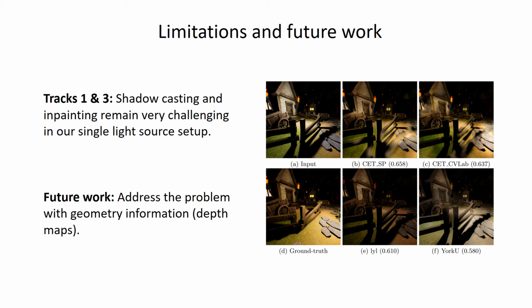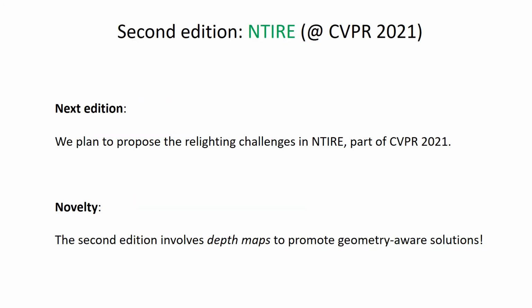In future work, we want to address the problem with geometry information, so using depth maps to be able to better cast shadows, because not only should the wrong shadows be removed, but there should also be new shadows being generated by the new position of the light source. So there will be a second edition of these challenges that we plan to propose in NTIRE, which would be part of CVPR 2021. The novelty of the second edition is that it would involve depth maps to promote geometry-aware solutions and improve the shadow casting.